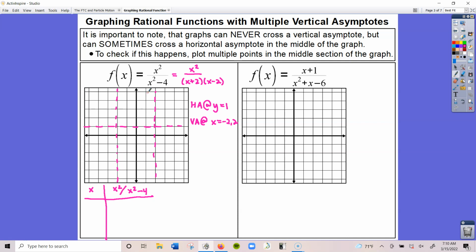When it comes to the middle, if you have two vertical asymptotes, your graph can cross the horizontal asymptote. The horizontal asymptote only really affects the end behavior, but that does not necessarily mean that it's going to affect the middle. So when we are picking our points, we're going to still pick one to the left of the vertical asymptote over here. Since this is -2, I'm going to do -3. But when it comes to the middle section, I'm going to choose several, just so that I can see whether it's going to cross or not. So I'm going to choose -1, 0, and 1.